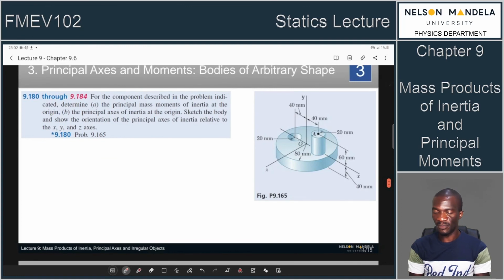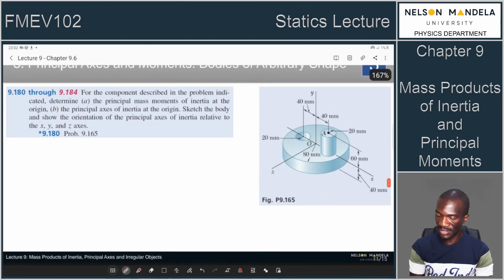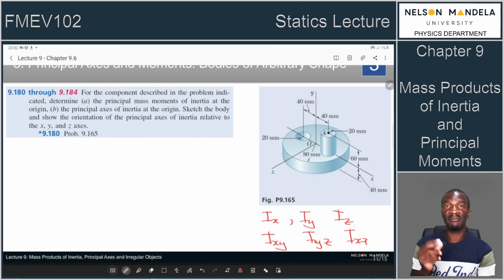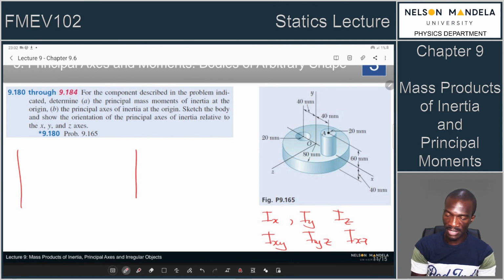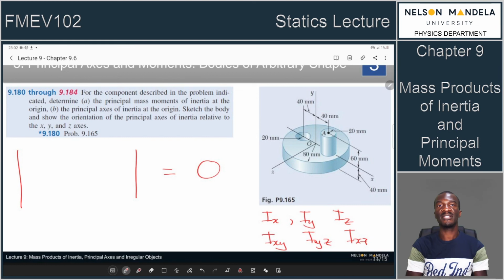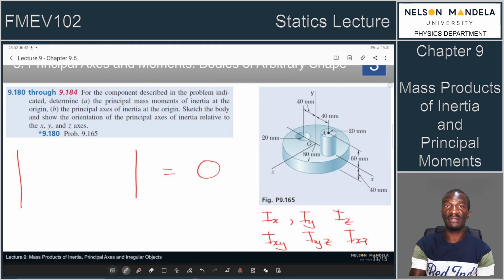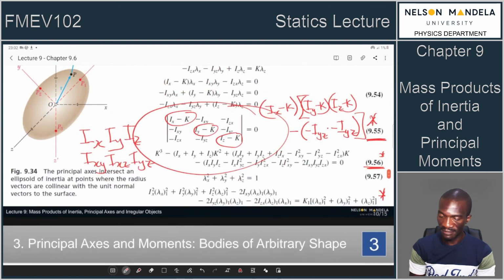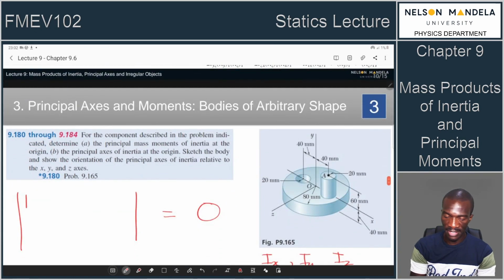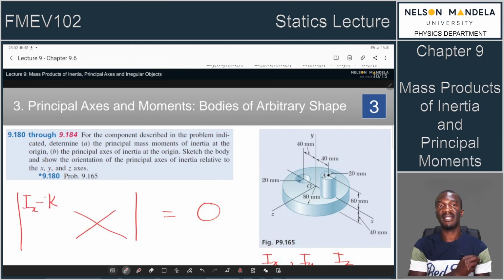So the same applies for this one. Now you would need to first find those 6 terms. So find your ix, find your iy, find your iz, find your ixy, your iyz, and your ixz. Then you plug them into that matrix, find the determinant of that matrix and equate it to 0. When you found the determinant, you will obviously have some terms in k. For example, you'd have the ix minus k as the term here, ix minus k as the term there, so it will multiply those two.